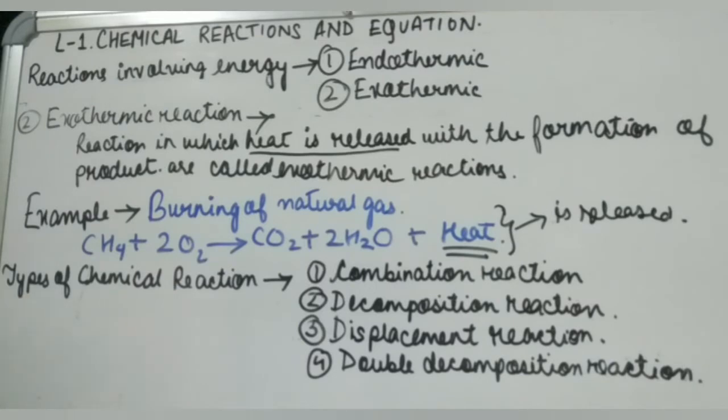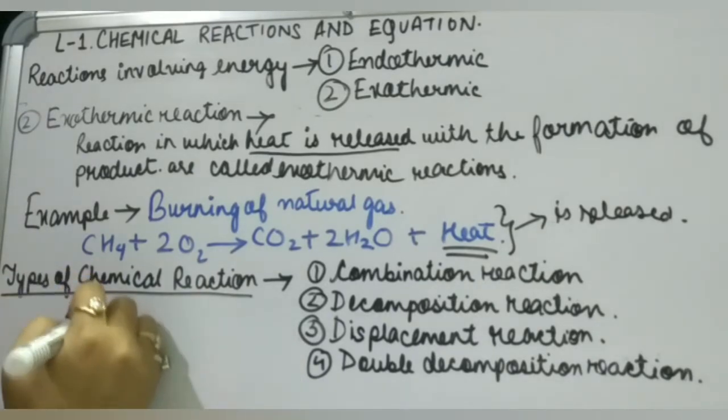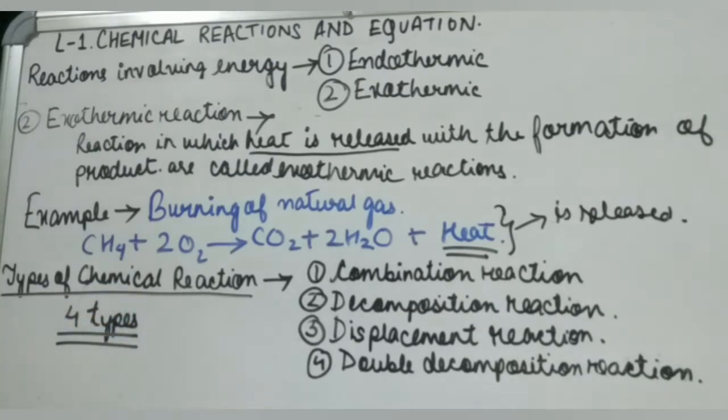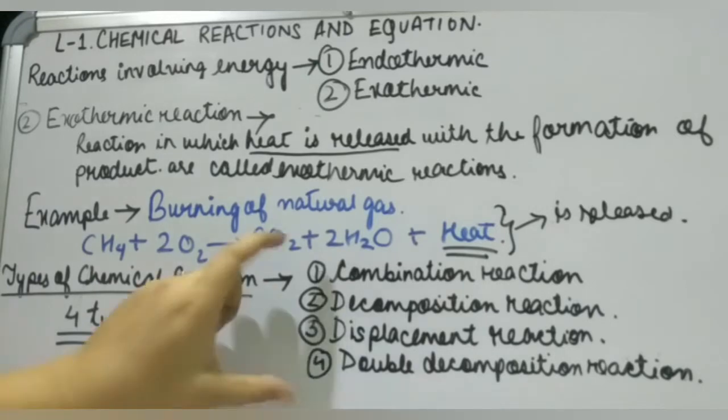Now we will study the types of chemical reaction. There are four types of chemical reaction. First is combination reaction, second is decomposition reaction, third is displacement reaction, and fourth is double displacement reaction. I will explain all these.